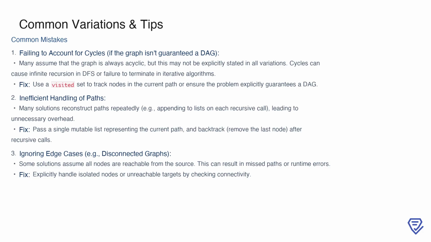Next, inefficient handling of paths is another frequent pitfall. Reconstructing paths repeatedly, like appending to lists during every recursive call, can add unnecessary overhead. Instead, you can pass a single mutable list representing the current path and leverage backtracking to remove the last node after each recursive call. Lastly, ignoring edge cases, such as disconnected graphs, can also lead to missed paths or runtime errors. For example, if a target node is unreachable, your solution might fail. To handle this, ensure you explicitly check connectivity and account for isolated nodes in your implementation.